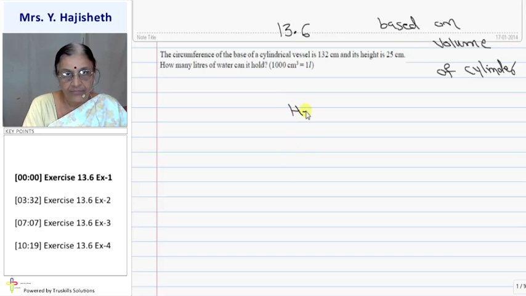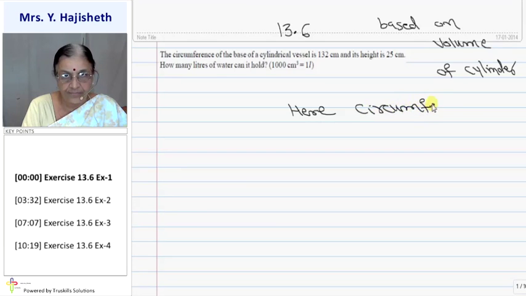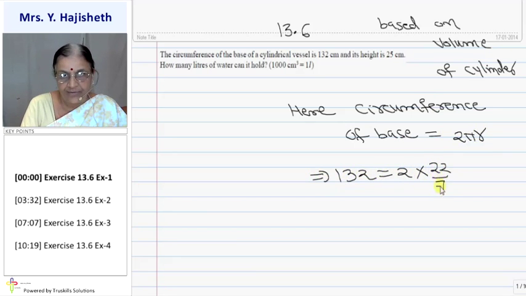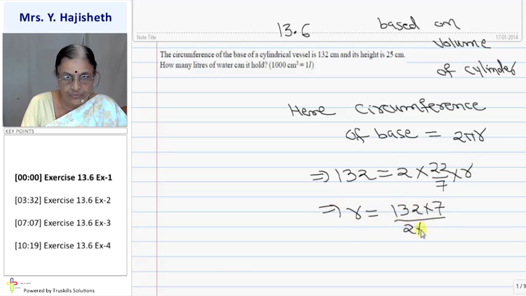Here what is given? Circumference of base is given, which is 2 pi r, and that is given as 132. So 132 is 2 pi r. Pi is 22 by 7, r we don't know, r we should find out. So r will be 132 into 7 upon 2 into 22.